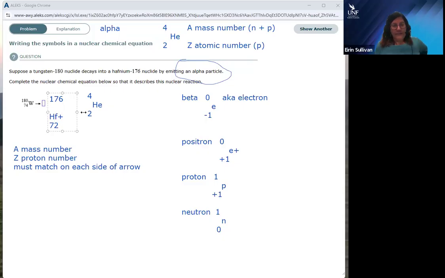So you can check that we are balanced here. So there we go. There is our alpha particle decay. Okay, so 176 plus 4 equals 180. Check. 72 plus 2 gives 74. Check. And tungsten has changed into hafnium because if Z changes, that means the element itself has changed.